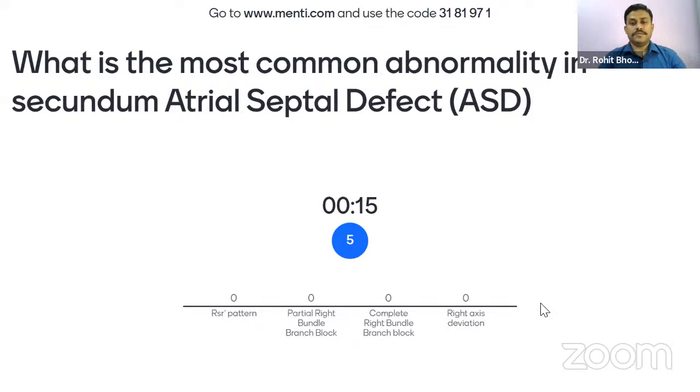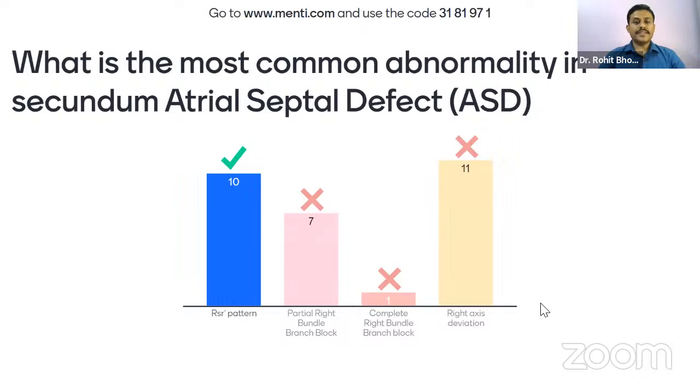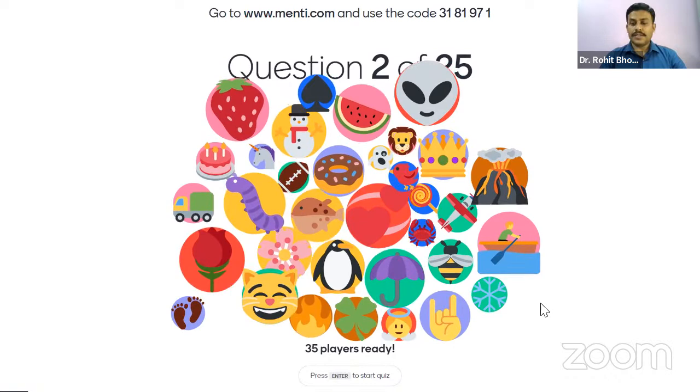What is the most common abnormality in secundum atrial septal defect? Options are there below. On your screen, 4 colors are there. I am also checking on my mobile, so it is appearing. No problem is there. Okay, so the right answer is RSR' pattern, and almost 1829 people answered. So I am going to the next question. Almost 36, everyone is ready now.